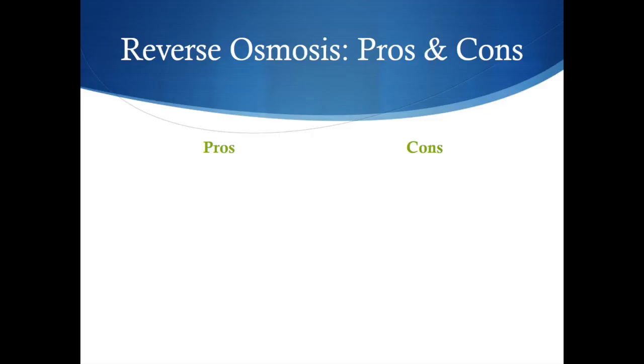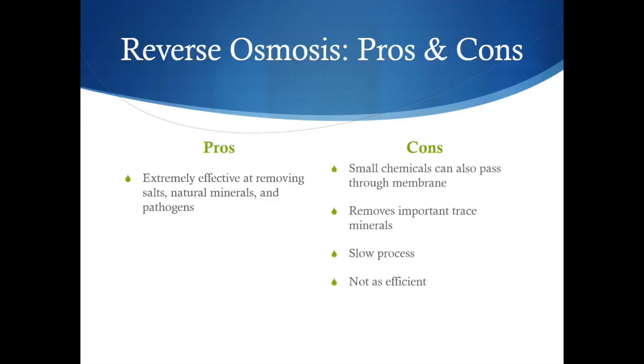Reverse osmosis has one major advantage, that it's extremely effective for removing salts, natural minerals, and pathogens. But on the downside, it's not very good at removing some chemicals because they can also pass through the membrane if they are small enough. Reverse osmosis also removes important trace minerals while removing unwanted minerals. It tends to be a slow process and is not very efficient.